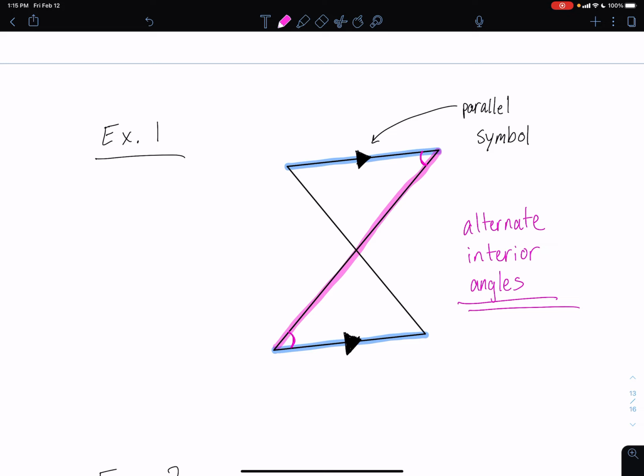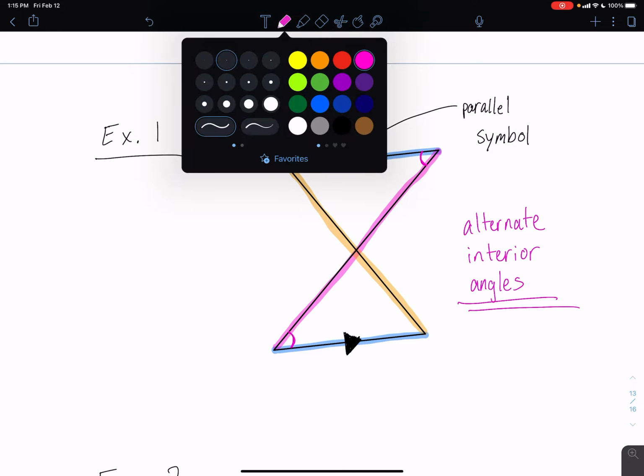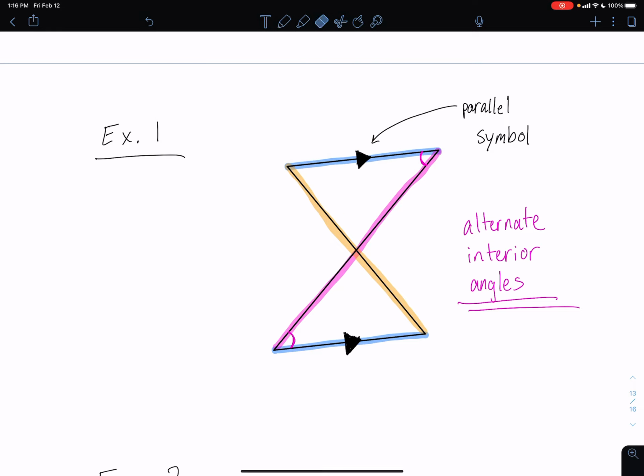Now, there are actually two lines in this diagram that are considered transversals. The pink one was one I drew, and now I'll draw in an orange one here. And it's the reverse, the opposite one of the pink one. And so that's a transversal as well. And so the two corners where orange and blue meet, so orange transversal and then of course the blue parallel lines, those two corners will also be equal. Now they will be different than the pink ones.